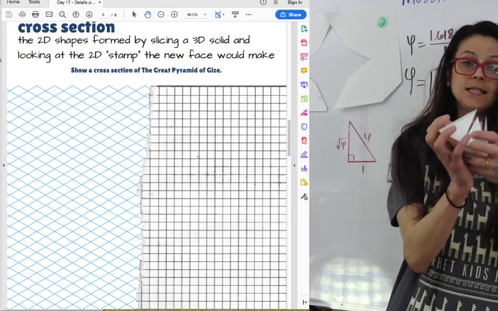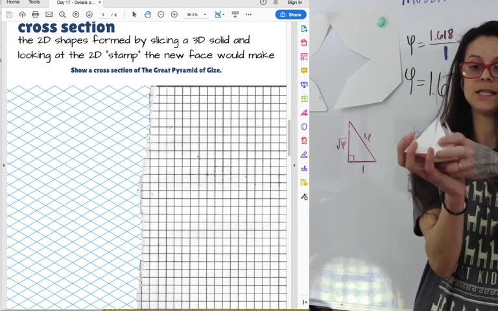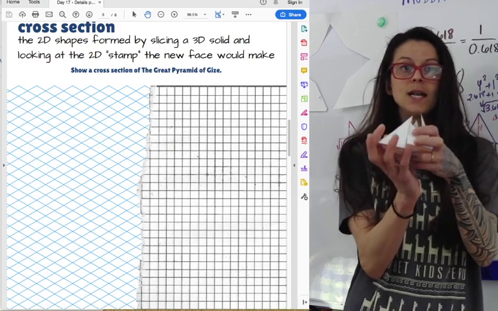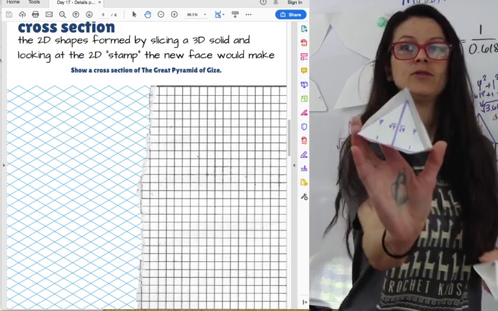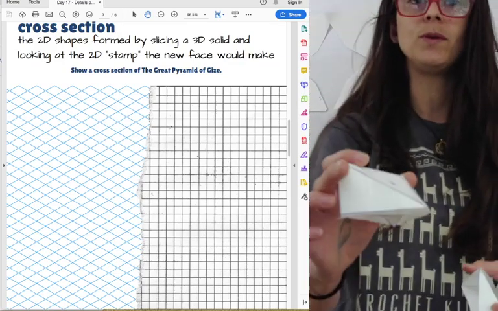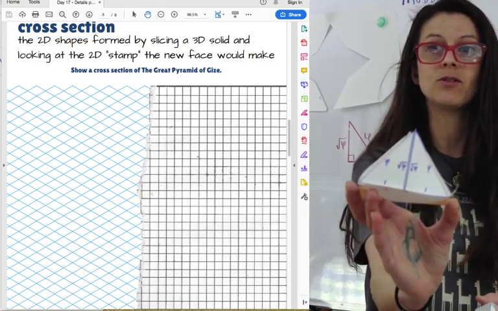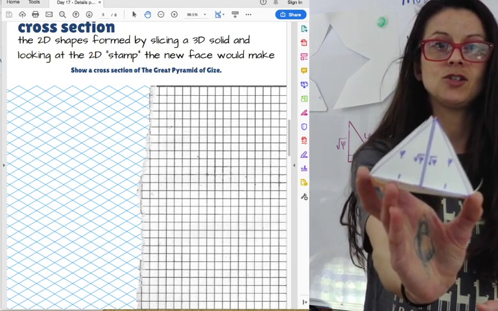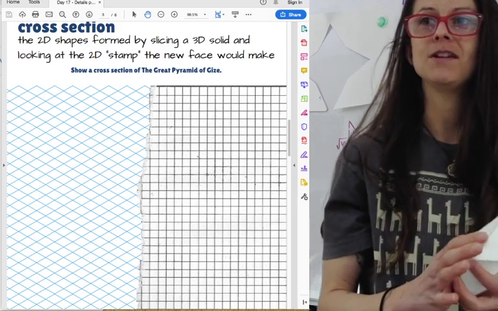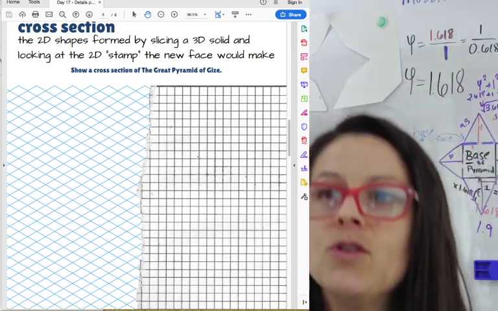And when I slice a pyramid, a 3D solid, a cross-section is asking you to think about what is the two-dimensional stamp. Like if we were to take the pyramid, now that we sliced it and stamped, what would we create? What two-dimensional shape will we create? And we would create this isosceles triangle. So that is the cross-section of the Pyramid of Giza. See if you can try that on your own.